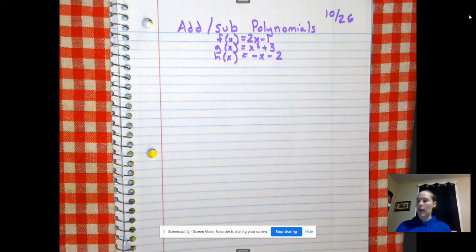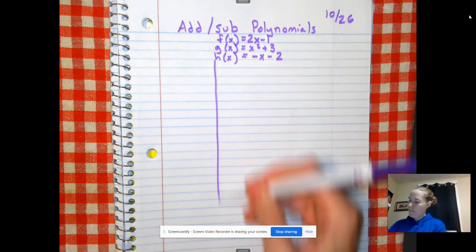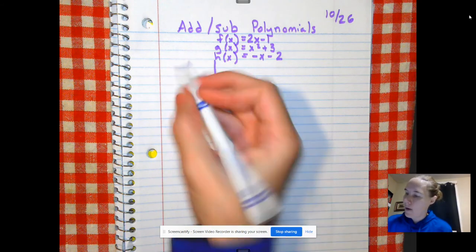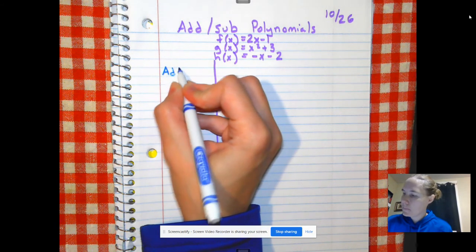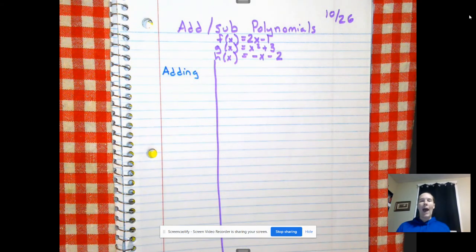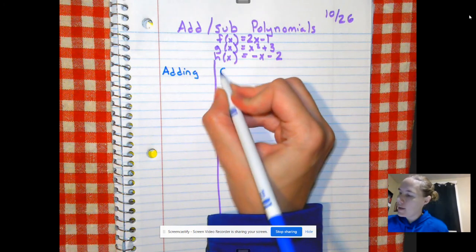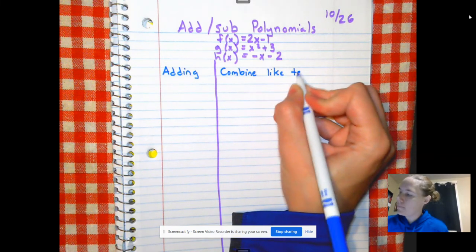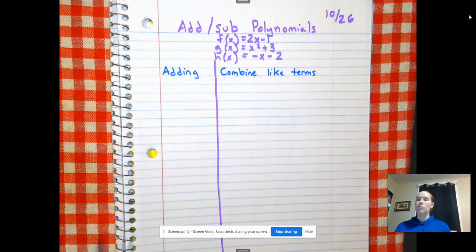So the first thing we're going to learn how to do is, I'm going to change nothing. So I'm going to make a little line. This is just how I organize my notes. If you organize them a little bit differently, that's fine, but this is just how I keep myself together. So I first want to talk about adding. And when we're adding functions, it's something that you've already done in Math 1. All you do is combine like terms.